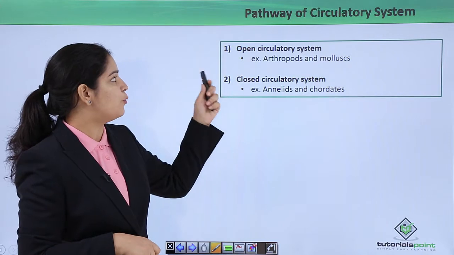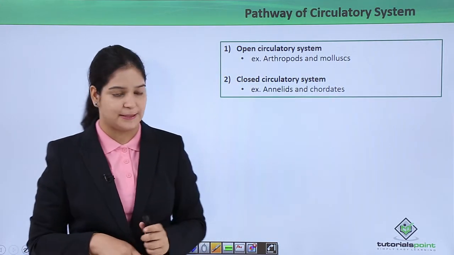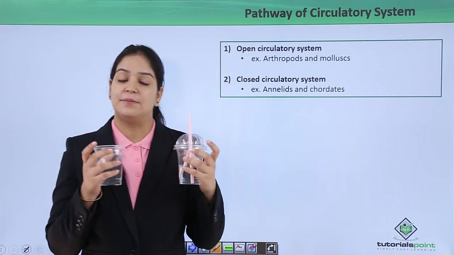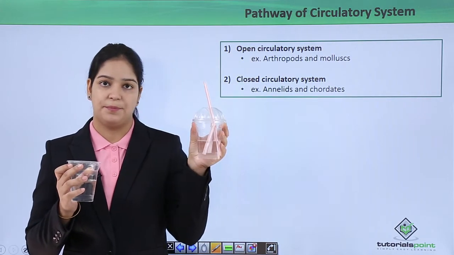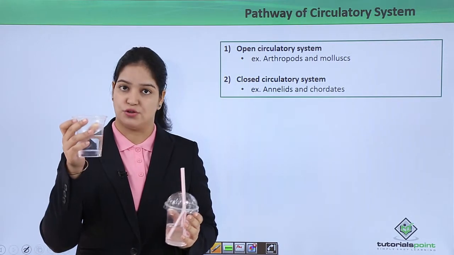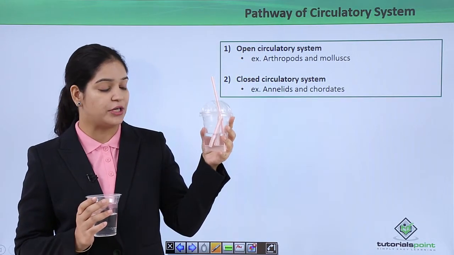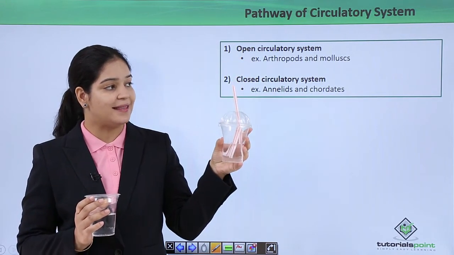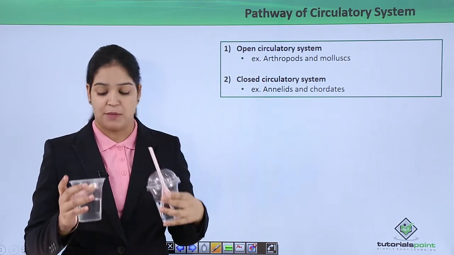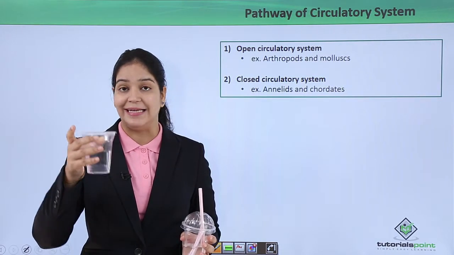Let me explain open circulatory system and closed circulatory system through a simple experiment. I have two tumblers of water, one with a proper network of straw, one without straw. If I want to drink water from this tumbler, first of all water will go to the smaller pipe and then to the larger pipe and then will go to my mouth. But in this one, if I want to drink, the water will directly come to my mouth.